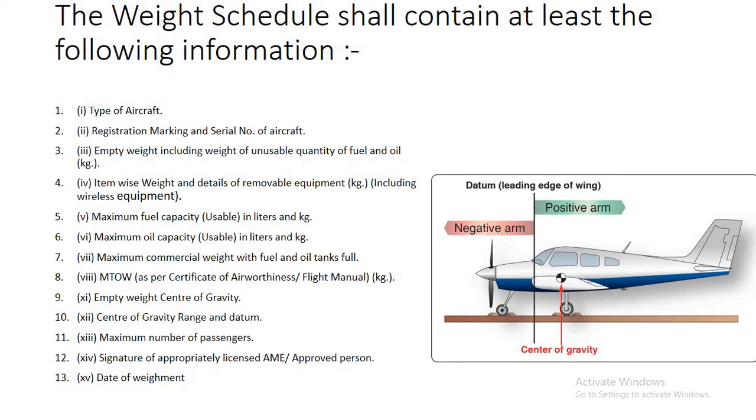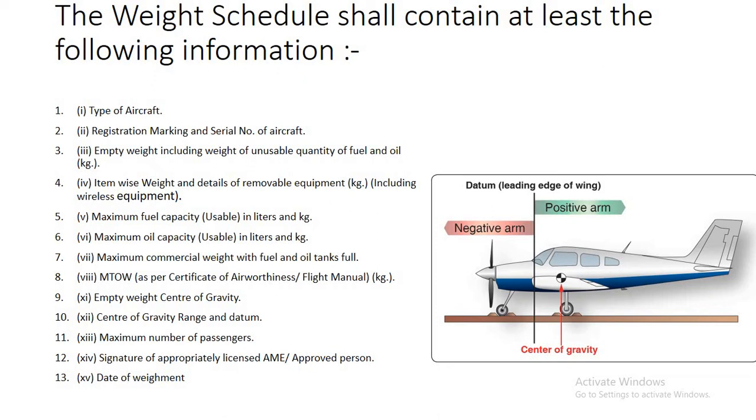Now we'll see what is the minimum information that should be there in a weight schedule. First, it should have the type of aircraft. Then, what is the registration marking? Serial number of the aircraft should be there. Third, empty weight including weight of unusable quantity of fuel and oil. Unusable means the oil and fuel that is trapped and cannot be used. Including that, the empty weight should be mentioned.